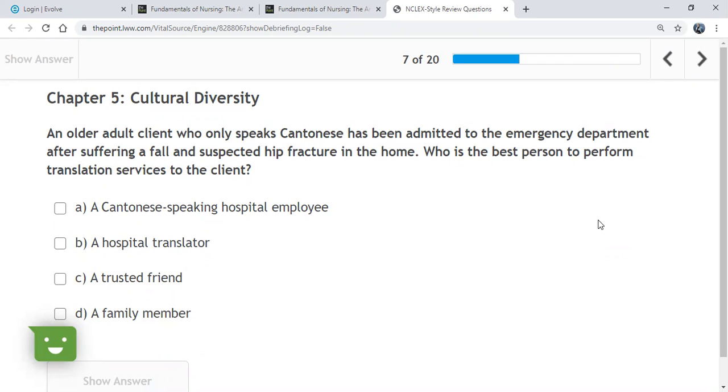When? As soon as possible. Yes, as soon as we approach that patient and we find out we can't communicate. Why don't we use D? Because the family member can translate the words into whatever they want them to be.